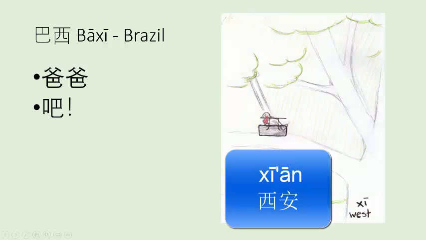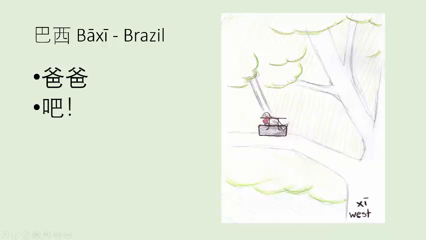The next 2 characters are Bāxī for Brazil. Ba, this shape we've seen before in the bottom of bàba, and also in the character ba for suggestions, like in 走吧, 我们去打球吧. It's also the character for bar if you're looking for a bar. And then xi we've seen before in Xi'an. It means west, and it's a picture of a bird in a nest.